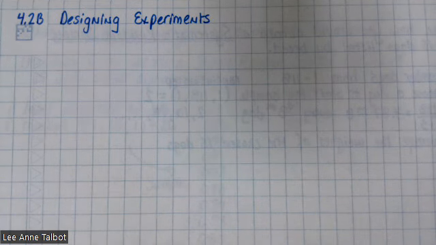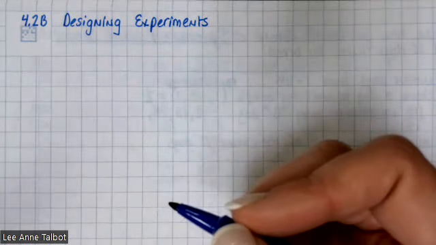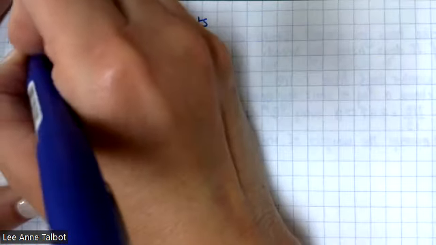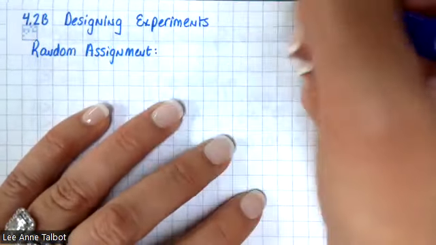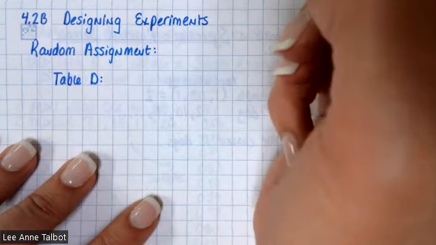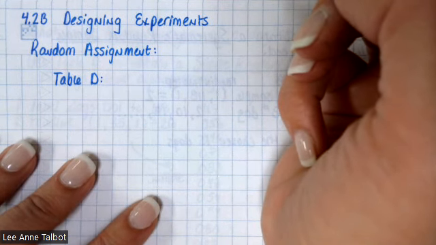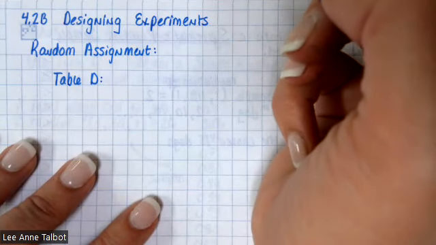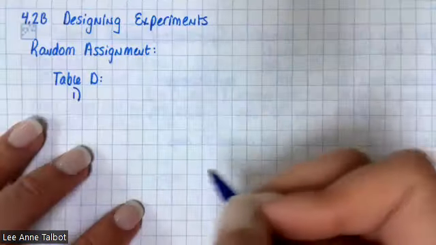So what we need to do next, and I'll just do a little bit of this since we're ahead of schedule now, weirdly, is talk about how to design an experiment, how to do the random assignment piece. For table D, there are 4 steps.